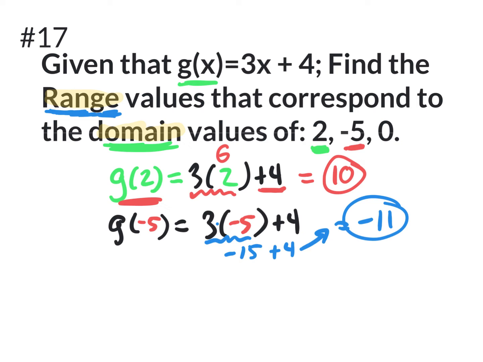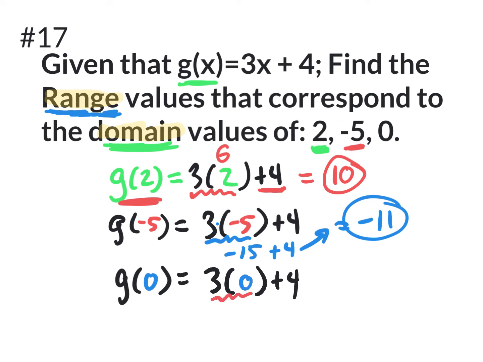And last but not least, let's plug in the last domain value, the last input. They want us to plug in 0. So I will again have this exact function, 3 times 0, I'm plugging in a 0, plus 4. So that's what I have here, 3 times 0 plus 4. What is 3 times 0? It's 0. You could just scratch it out. What's 0 plus 4? It's 4.